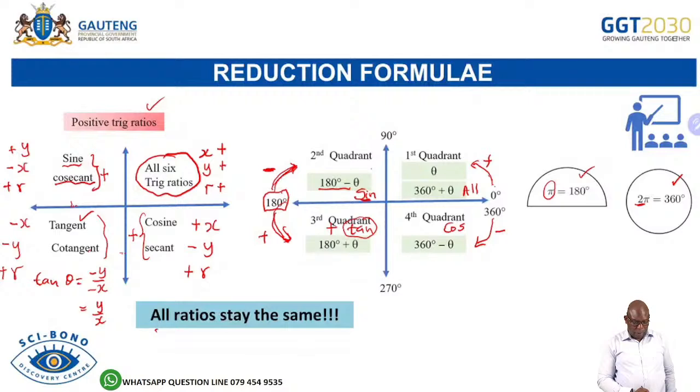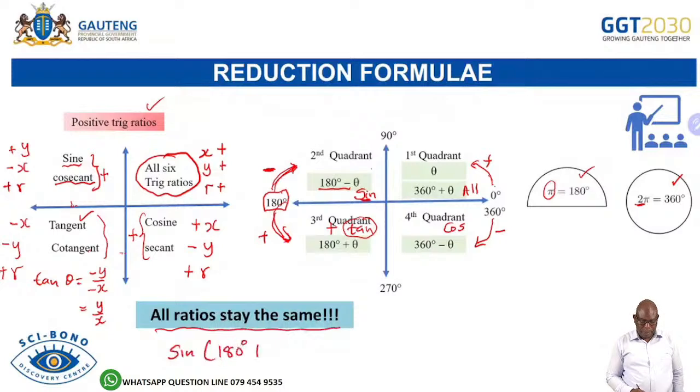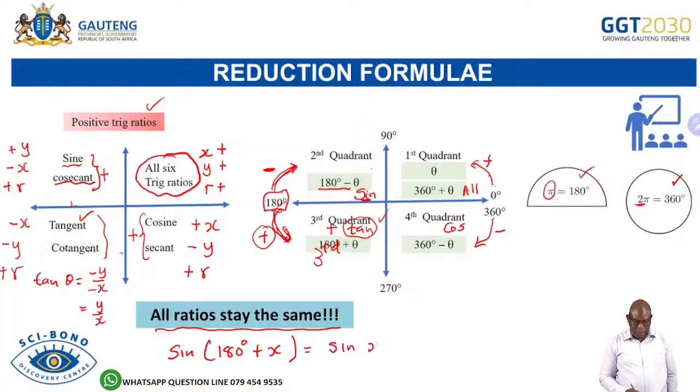So remember, lastly, that all ratios stay the same. So if I want to reduce an angle, for instance, if I say sine of 180 degrees plus x, I want to reduce this angle. So I go to my sketch and check 180 degrees plus, it's in the third quadrant. In the third quadrant, only the tan is positive, so which means that the sign here will be negative. So I just write negative sign without this part.